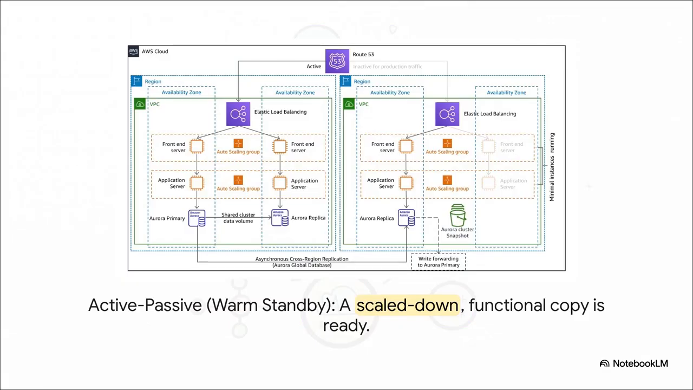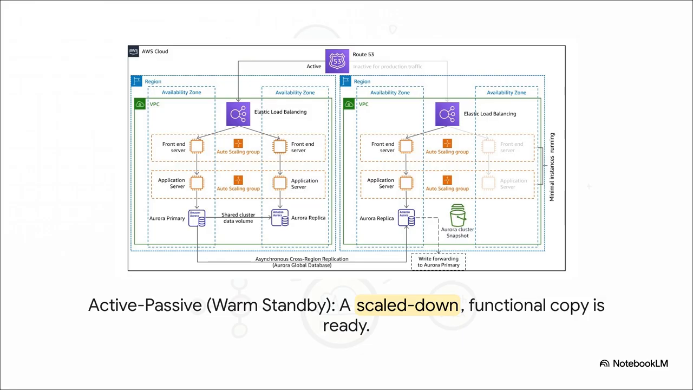Okay, here's a great picture of an active-passive setup. This is what we call a warm standby. Don't let the diagram scare you, it's pretty simple. On the left, that's your main region, running at full steam. On the right, that's your recovery region. See how it's a smaller, scaled-down version?